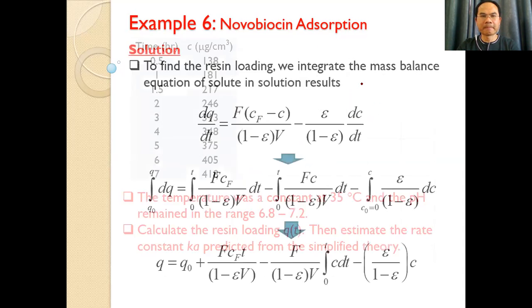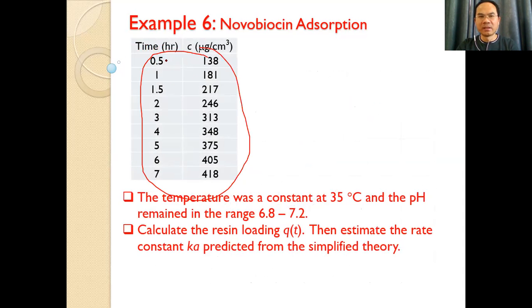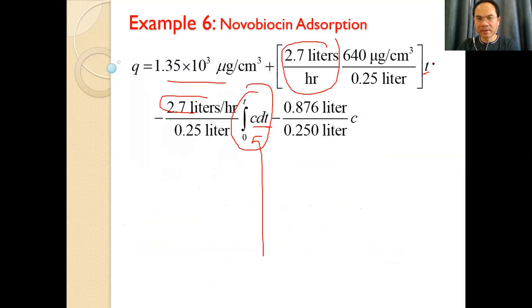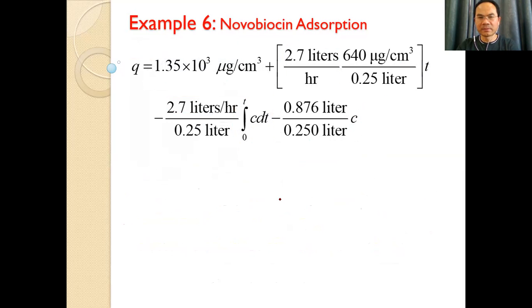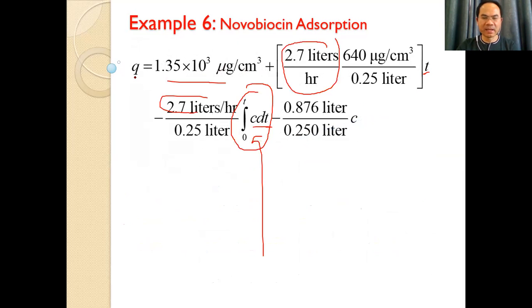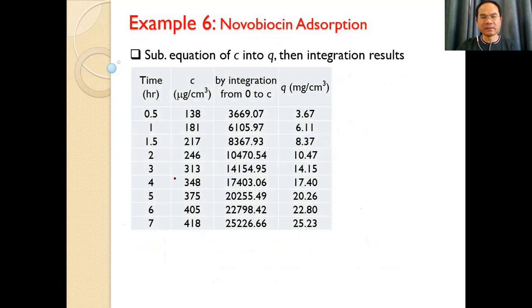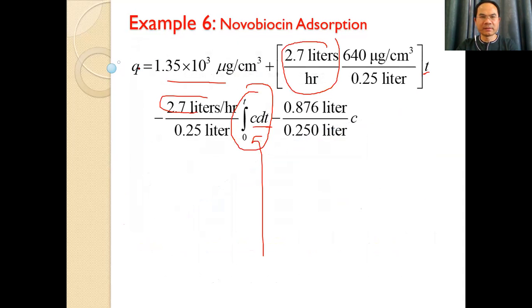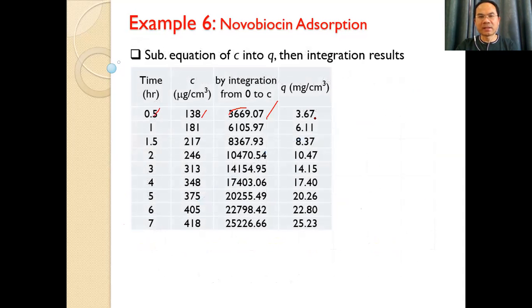You substitute at time 0.5, C is 138. You substitute this and integrate, and then substitute T. You calculate Q. At time 0.5, C is 138, and the integration is from 0 to C. You get this term, and then you substitute into the equation. You get Q as a function of time.